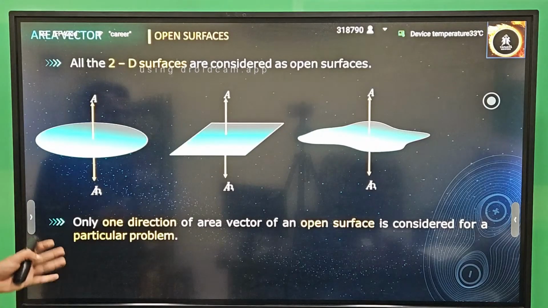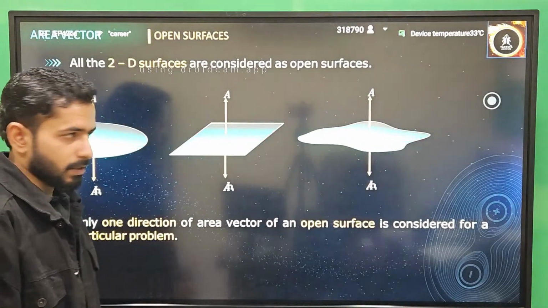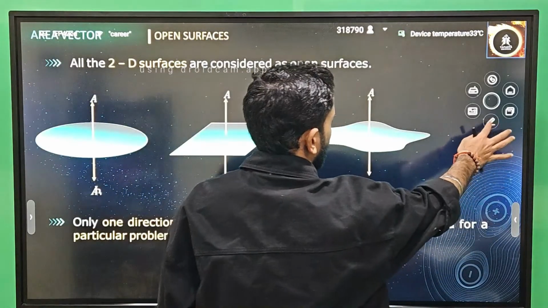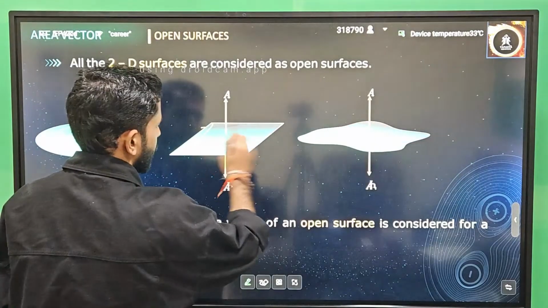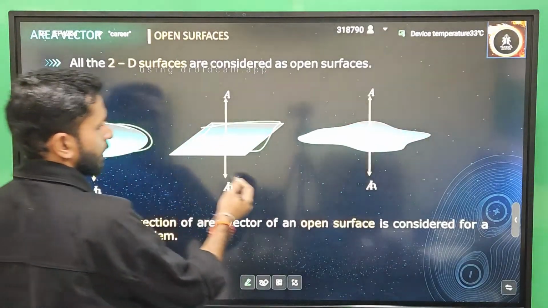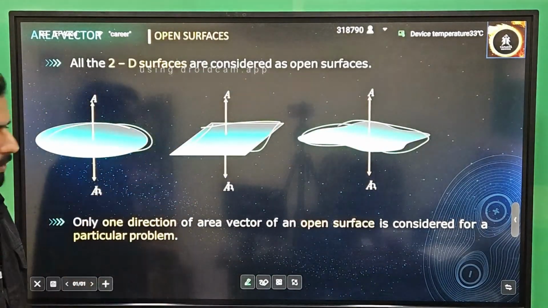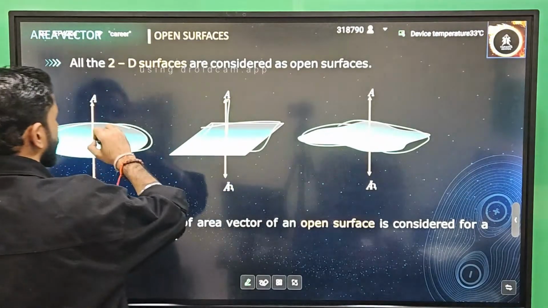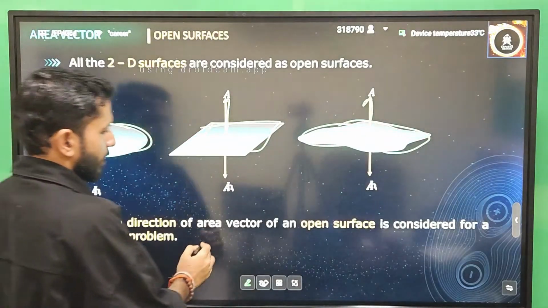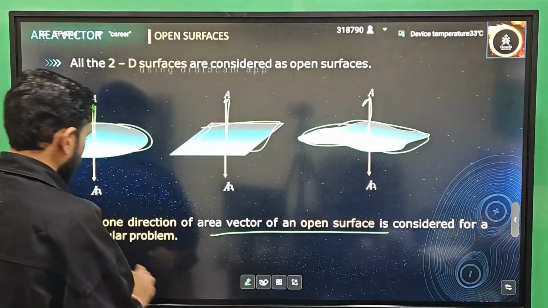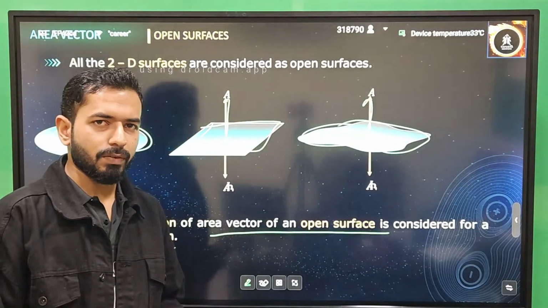Now see, there are some examples given. All the 2D surfaces are considered open surfaces. One concept is open surface and closed surface. All these are plane surfaces, open 2D surfaces. This circular shape, this rectangular shape, this any random shape, all these are open surfaces and the area vector is also represented for them. This is the area vector for this one, this is the area vector for this one. Only one direction of area vector for an open surface is considered for a particular problem. For any case, we will be taking only one area vector, whichever is suitable.